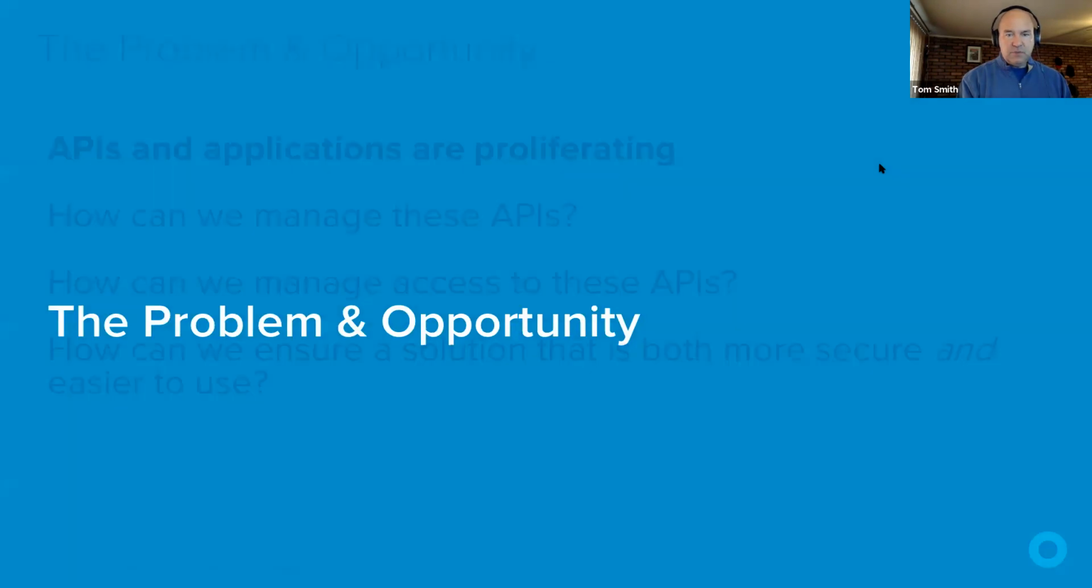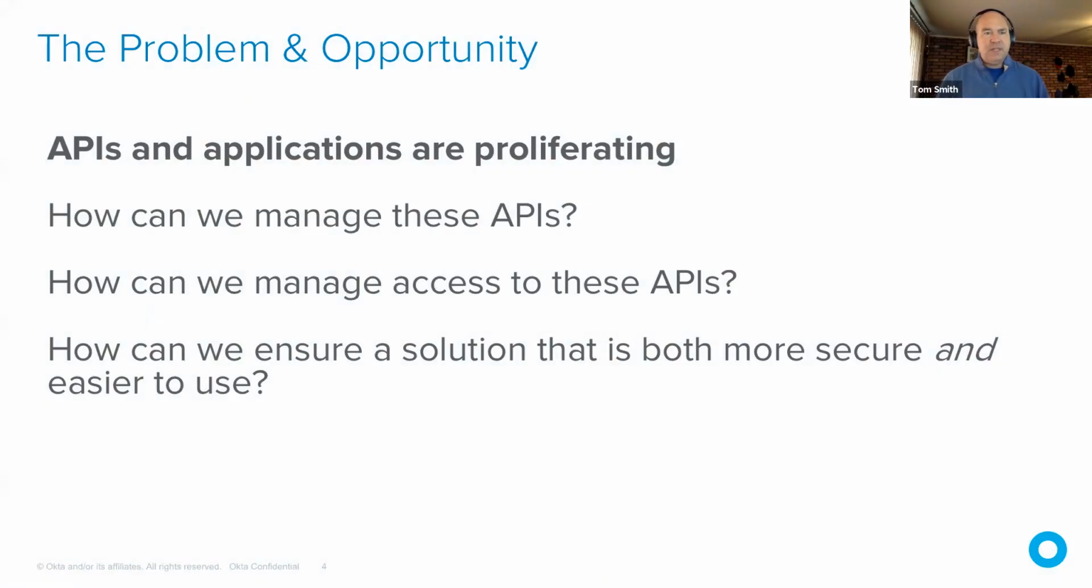So the problem and opportunity. The big opportunity for us is that APIs and applications are proliferating, especially as we're getting into things like microservices, which Kong is, of course, great at managing. As these APIs and applications proliferate, the question becomes, how do we manage all of these? How do we manage access to them? And how can we manage access so that it's both secure and easy to use? Because we don't want to slow down the rate of innovation. There's a lot of great stuff going on. Everything's getting connected. We don't want to slow that down, but we want to make sure that it's secure. So hopefully you can all identify with that at some level.